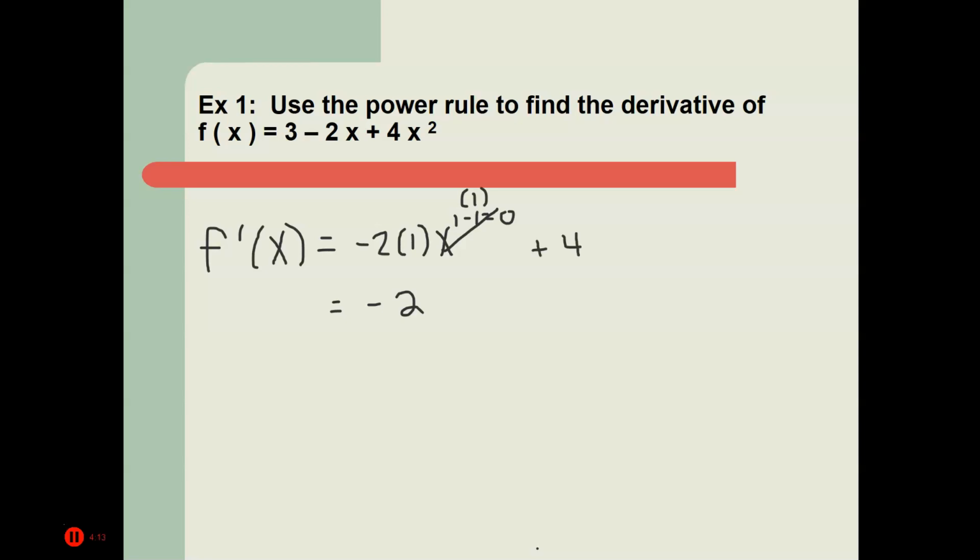And then you have 4. Bring down the powers, so you bring down the 2 and subtract 1 away. So we get plus 8x. So the derivative is negative 2 plus 8x. You do not have to show all the work. It's just for those that don't know the rule.